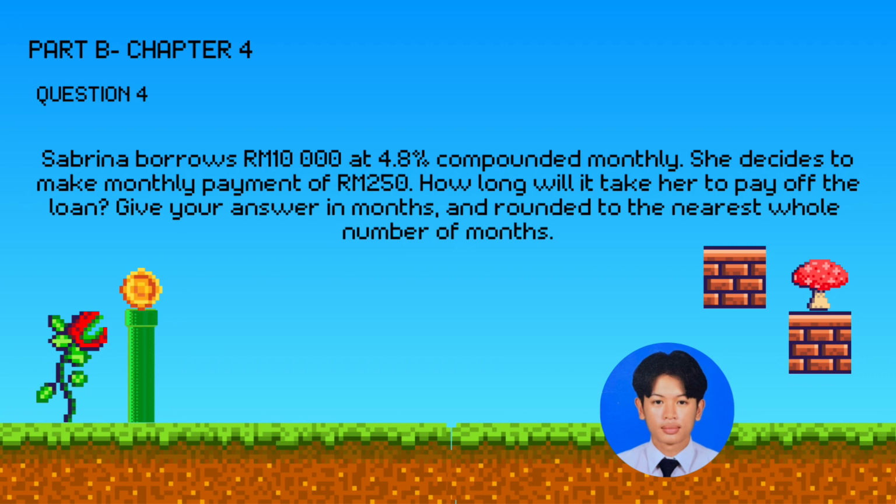Question 4. Sabrina borrows RM 10,000 at 4.8% compounded monthly. She decides to make the monthly payment of 250. How long will it take her to pay off the loan? Give your answers in months and round it to the nearest whole number of months.